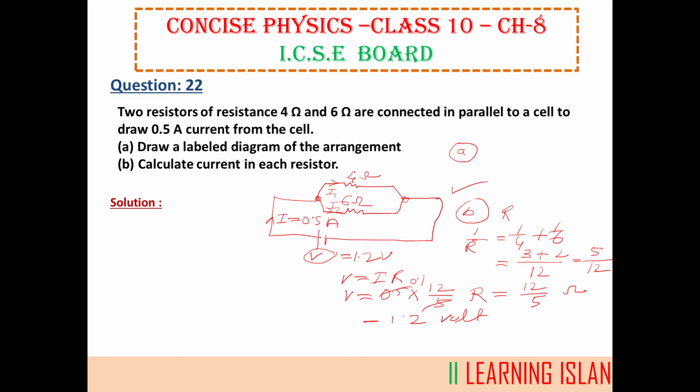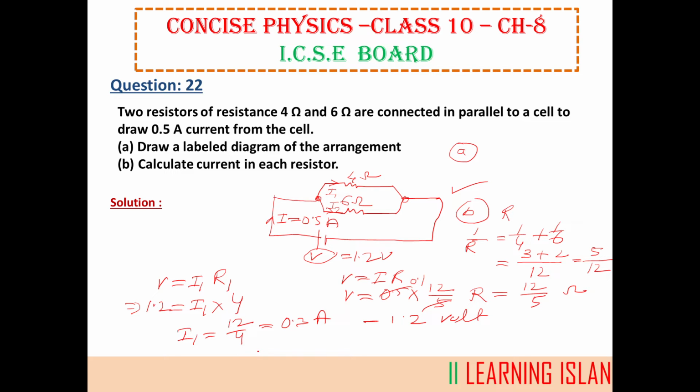In two terminals of 4 ohm resistance, the voltage is V and the same voltage is there in the 6 ohm resistance. So if current is I1 in 4 ohm, again apply V equal to I1 R1. In case of 4 ohm resistor, this is I1 into 4 and V is 1.2. So we are getting finally I1 equal to 1.2 divided by 4 equal to 0.3 ampere.